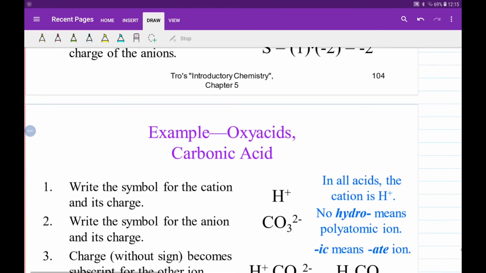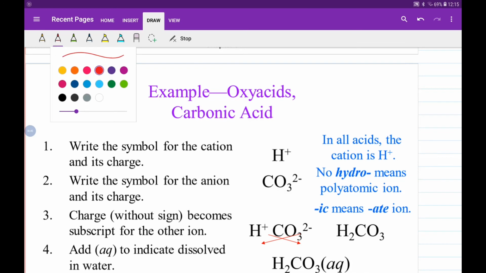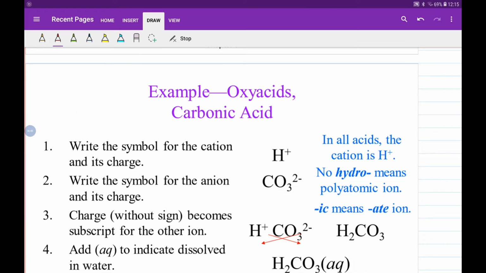Let's look at how we do it with carbonic acid. Carbonic acid, there is no hydro. That means it must contain a polyatomic ion with an oxygen in there. So we're going to look at carbonic, ends with ic. That means it's carbonate. The name ends with ATE. It's a carbonate ion. That's CO3 2 minus. The charge on the proton is +1. That means I need 2 of them. The formula will be H2CO3.